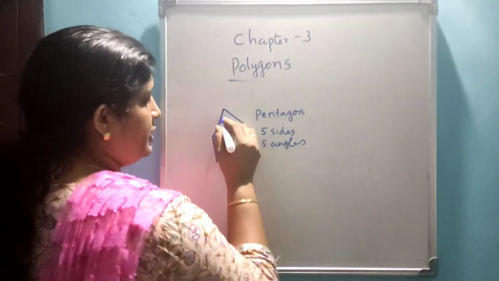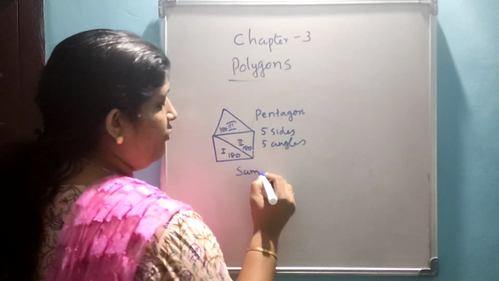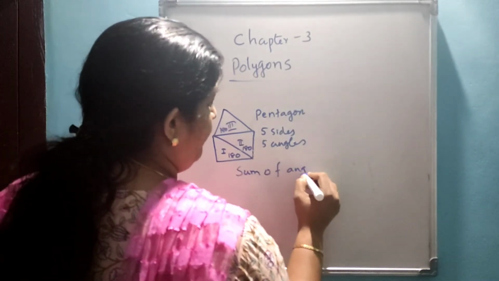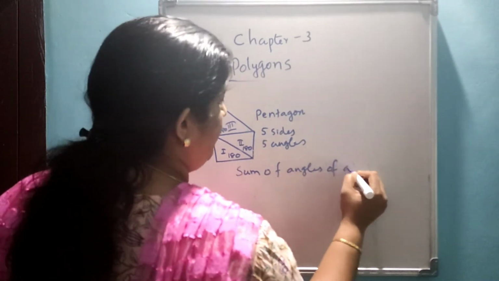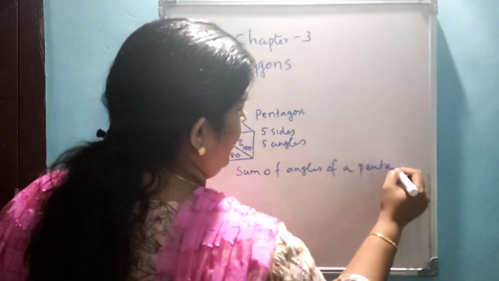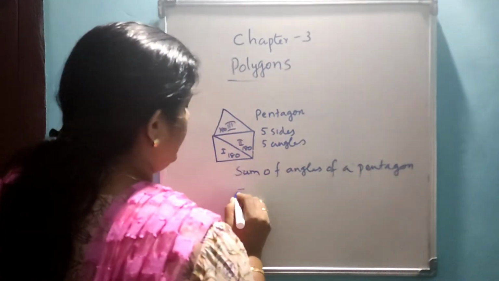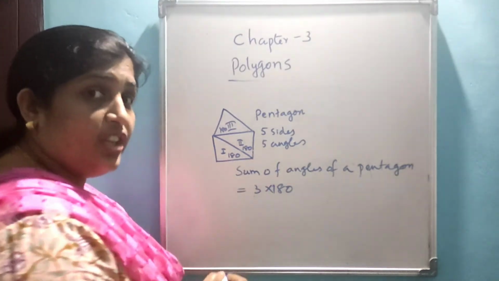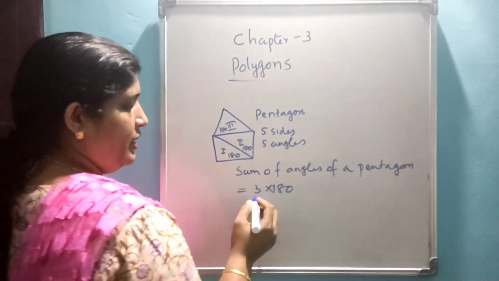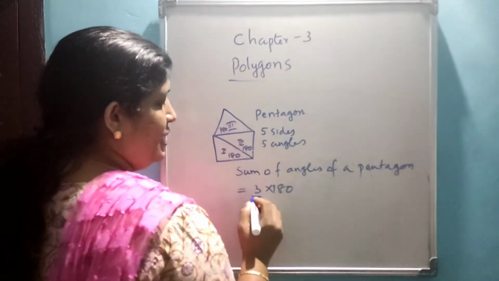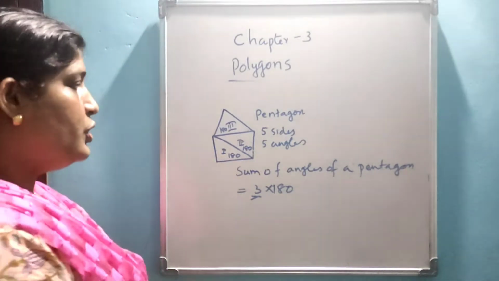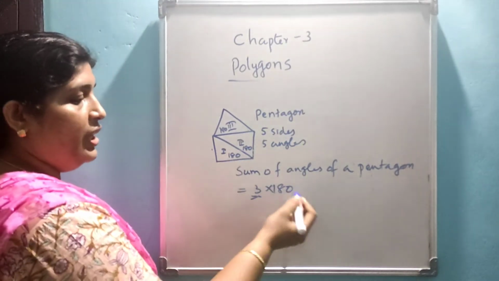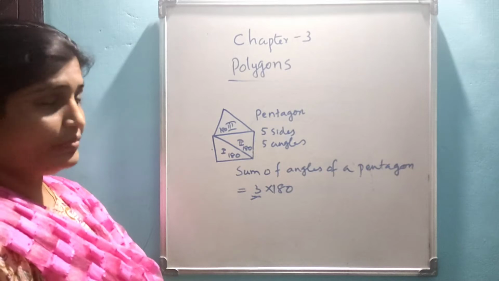So what about the sum of angles of a pentagon, that is a five-sided polygon? It is 3 into 180. Right? 3 triangles, 3 into 180. So for a five-sided polygon, 3 into 180.